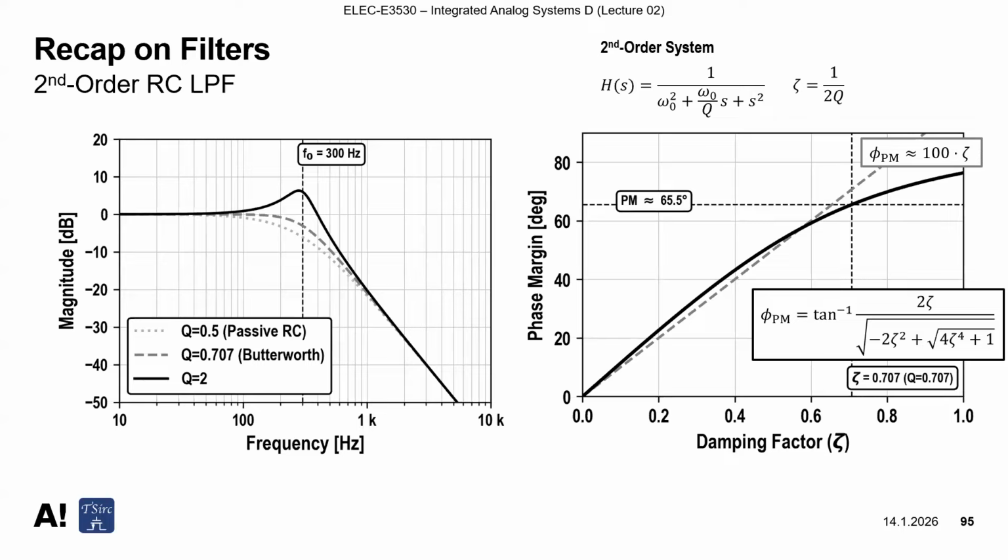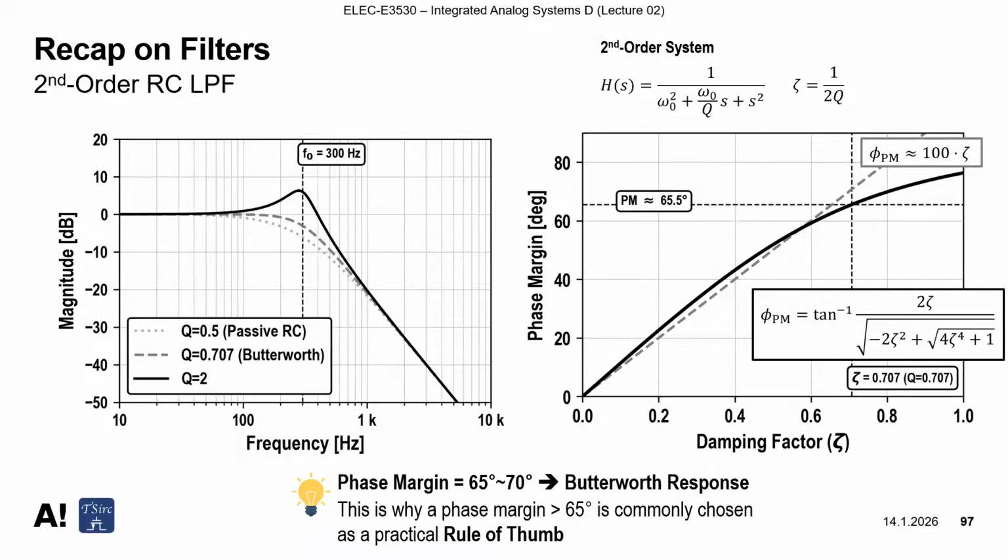When we plug in Q factor equal to 0.707, which is the Butterworth case, we find that the phase margin criterion to build a Butterworth filter is 65 degrees. So a phase margin in the range of 65 to 70 goes to a Butterworth filter response. This is the reason why a phase margin larger than roughly 65 degrees is commonly chosen as a practical rule of thumb for designing analog circuits.